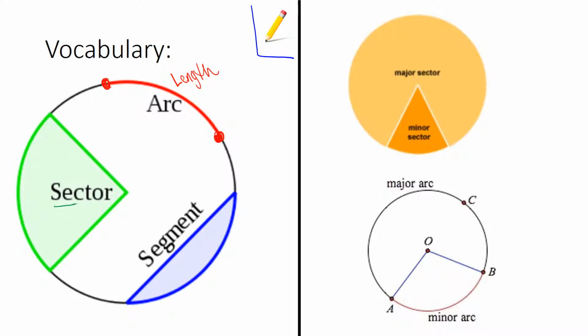A sector of a circle is going to be the entire region, this whole entire thing. So that's concerned with finding area. Finding the sector of a circle is finding the area of just this portion of the circle that's being cut out. And then last but not least, a segment is made of two parts.